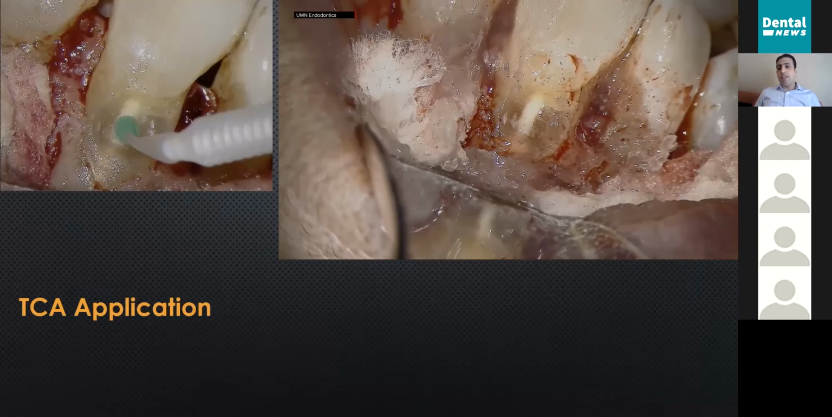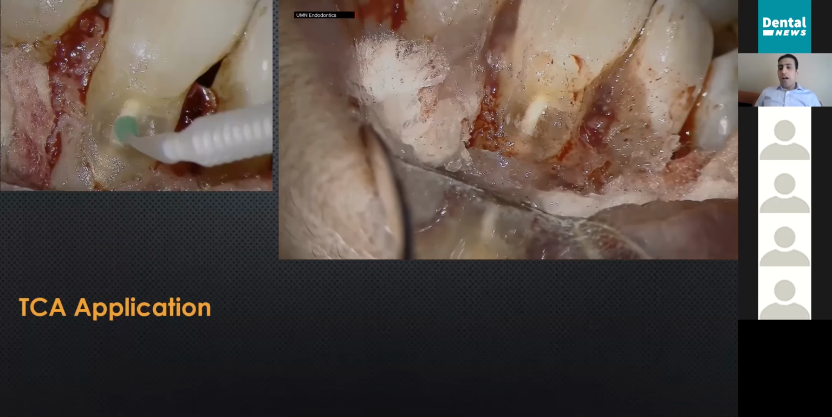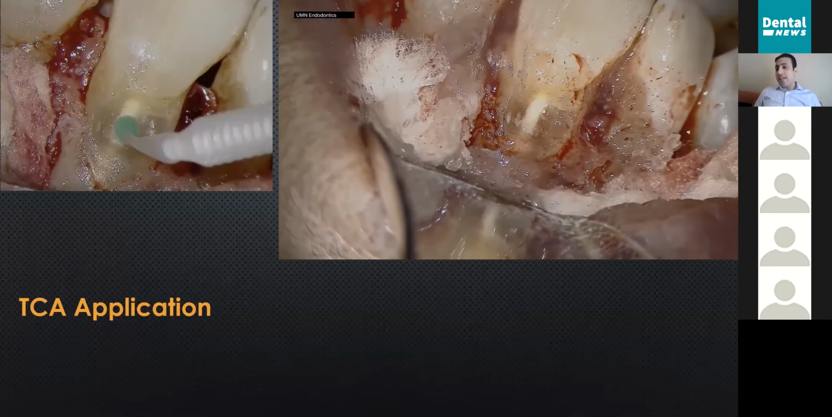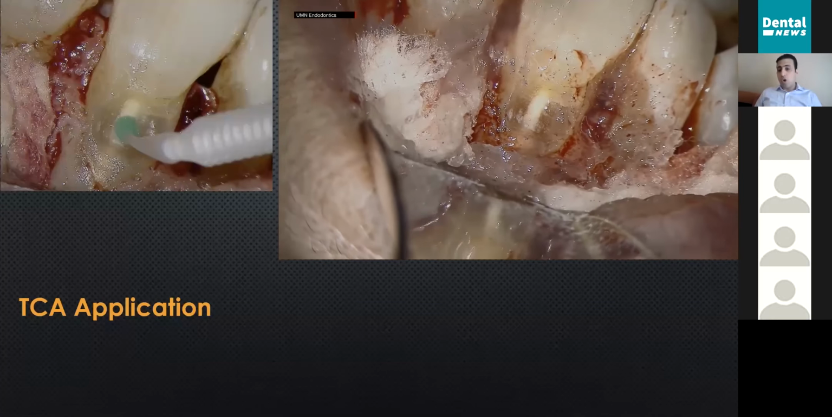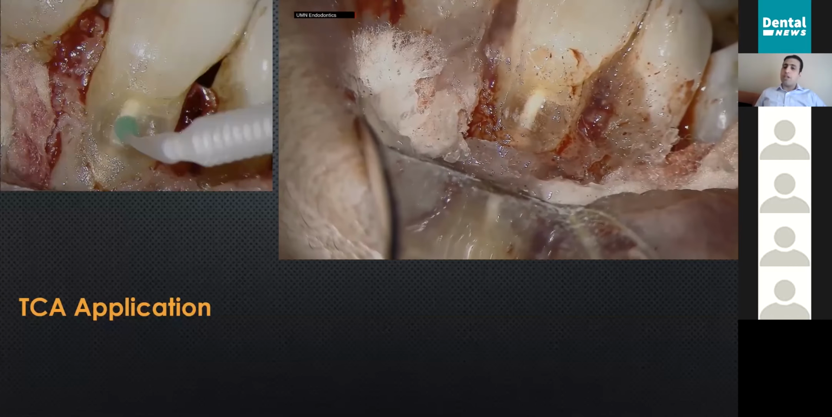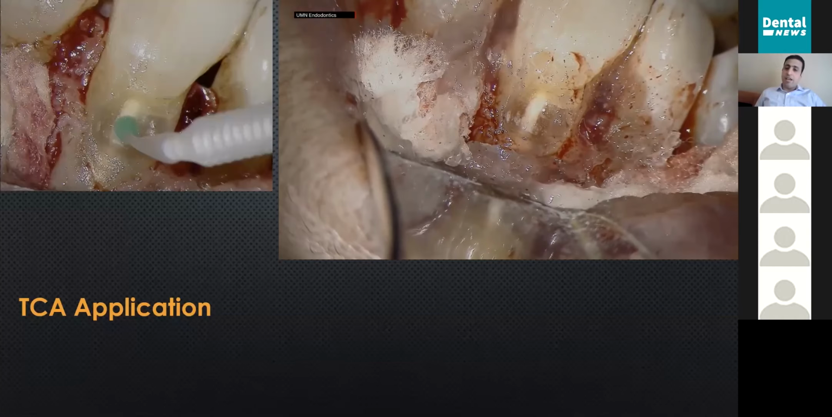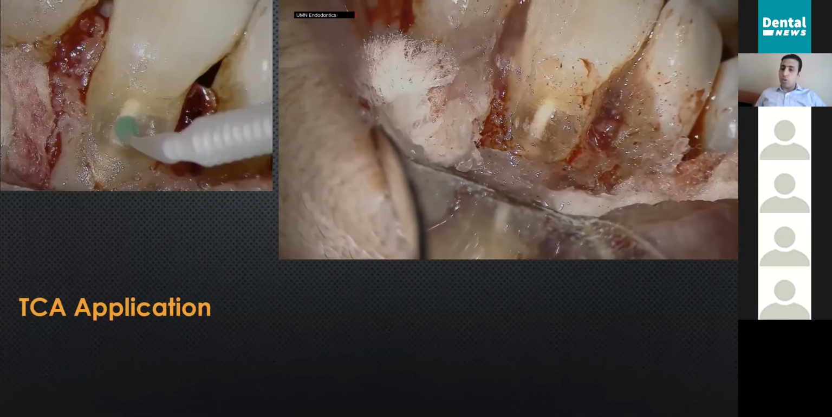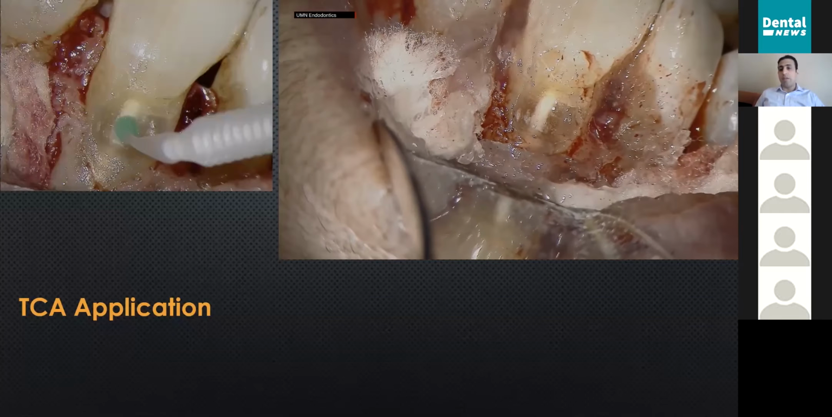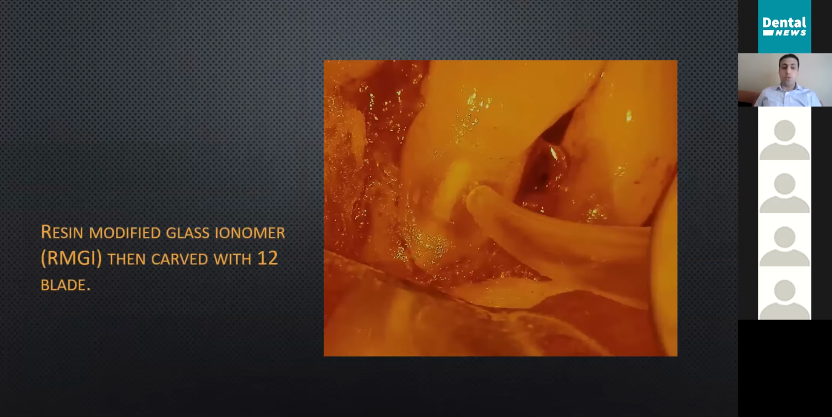And here you can see that it's in action, but I also want to highlight that TCA is transparent, so it becomes very difficult to see even with microscope magnification. So that's why I'm not really a big fan of TCA. In my clinical practice, I deal with these cases usually without the need for TCA application, but I just wanted to highlight that it's there. And if you're interested in using it, you'll have endodontic literature that would support you to do so.